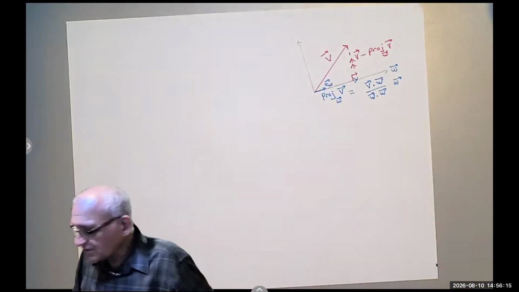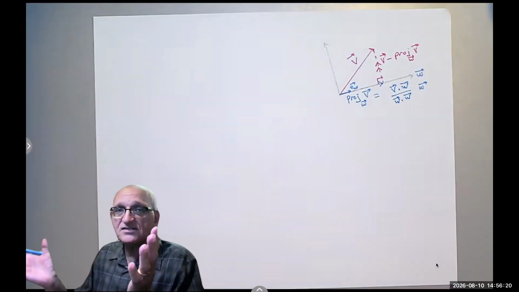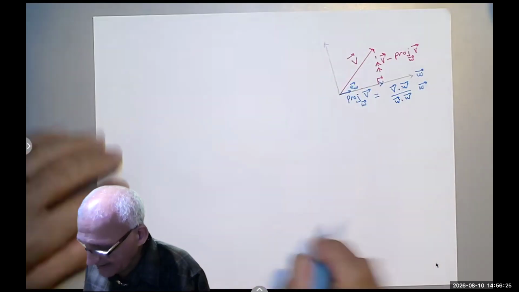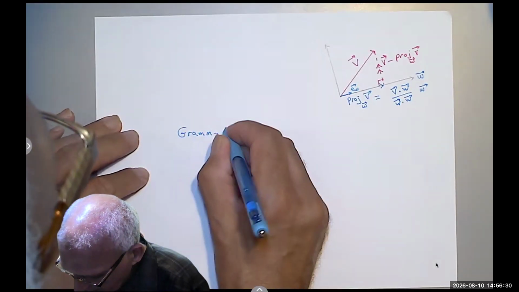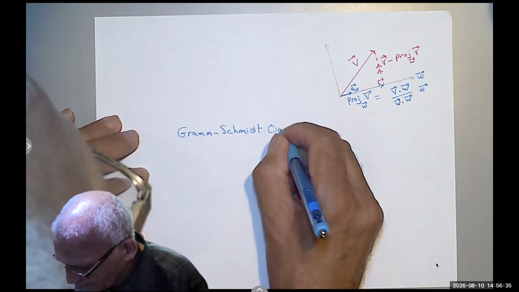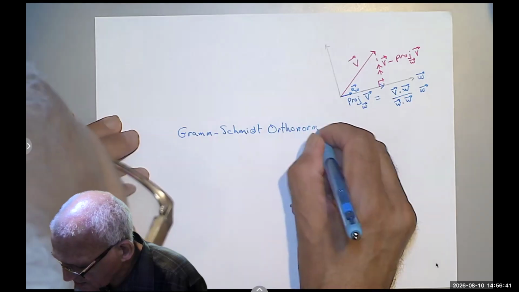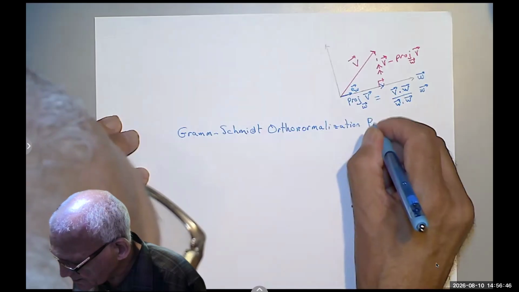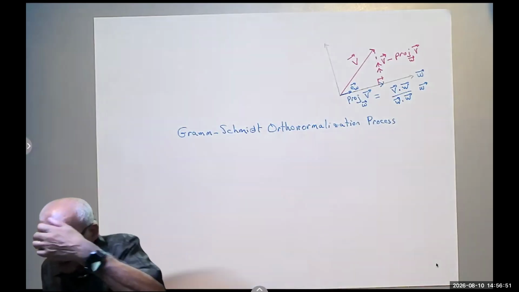Anyway, this procedure or process of making any number of vectors orthogonal to each other and then orthonormal, meaning of unit length, is called the Gram-Schmidt Orthonormalization Process. We're going to take a couple of examples here to see how we do that.